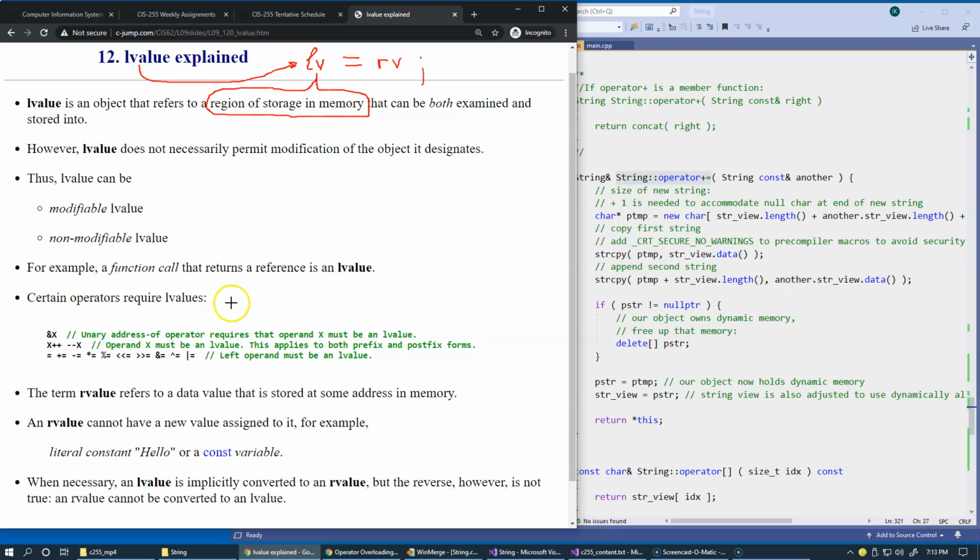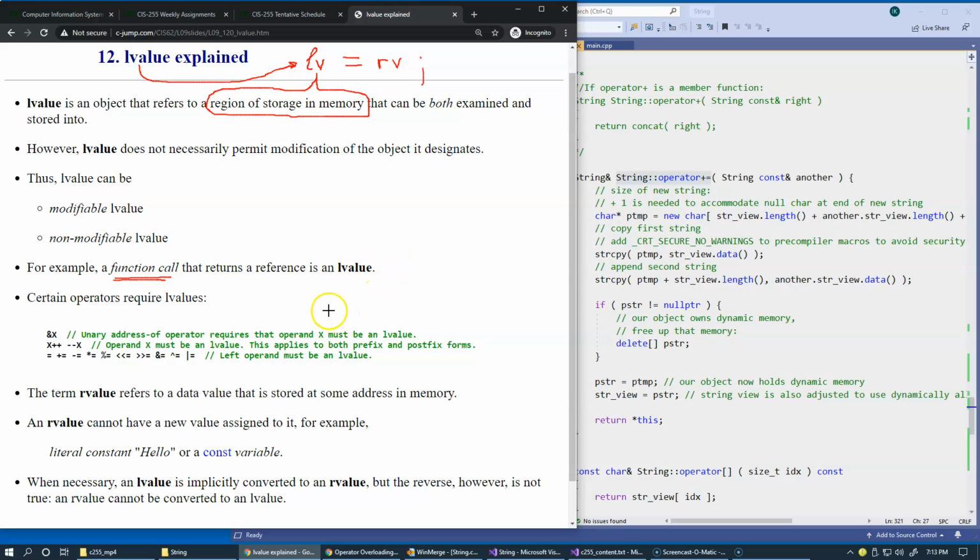A function call that returns a reference to something is an lvalue, right? So right here we could make a function call, and if it returns a reference to another object in memory, it could be used on the left-hand side of the assignment right here. So the function call itself becomes a representation of an lvalue because it returns a reference to an lvalue.